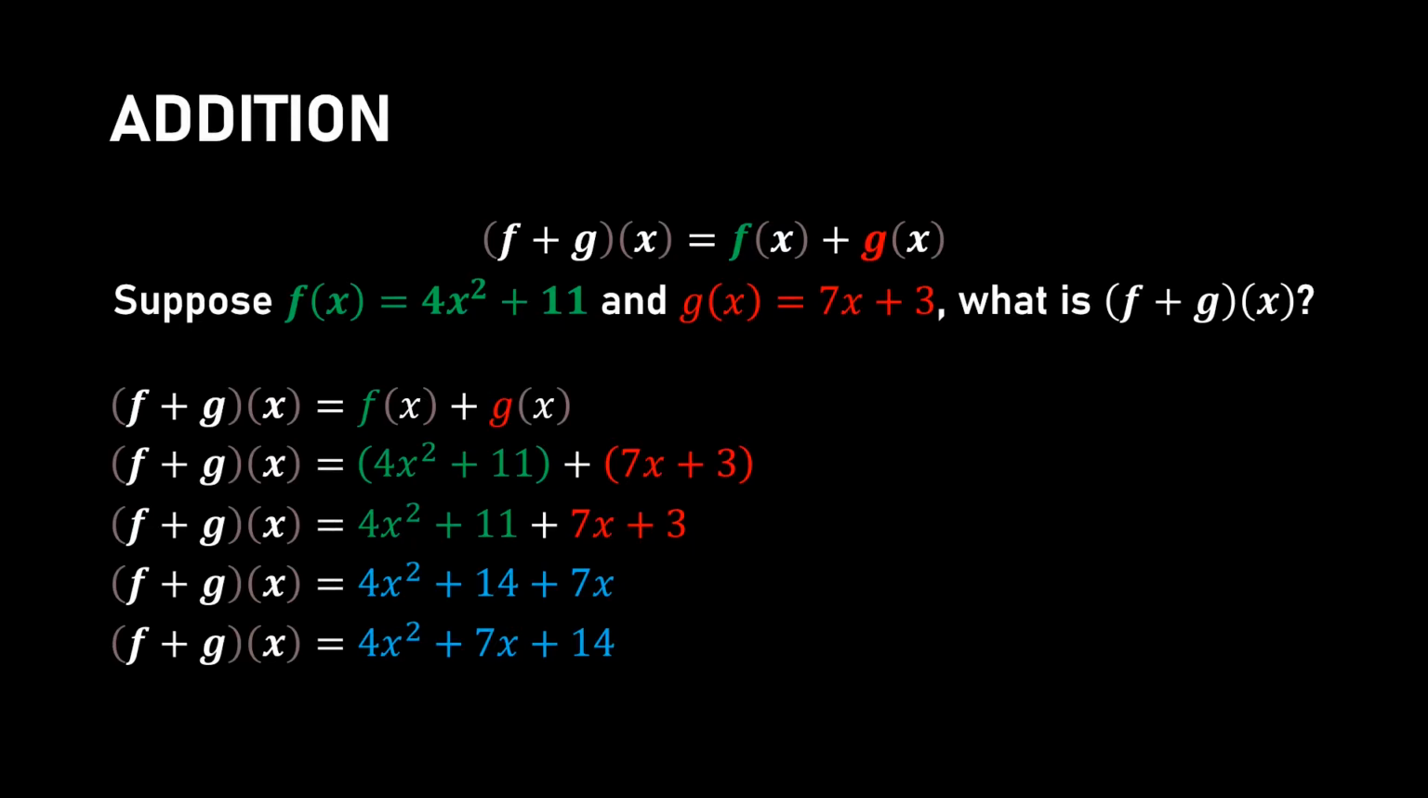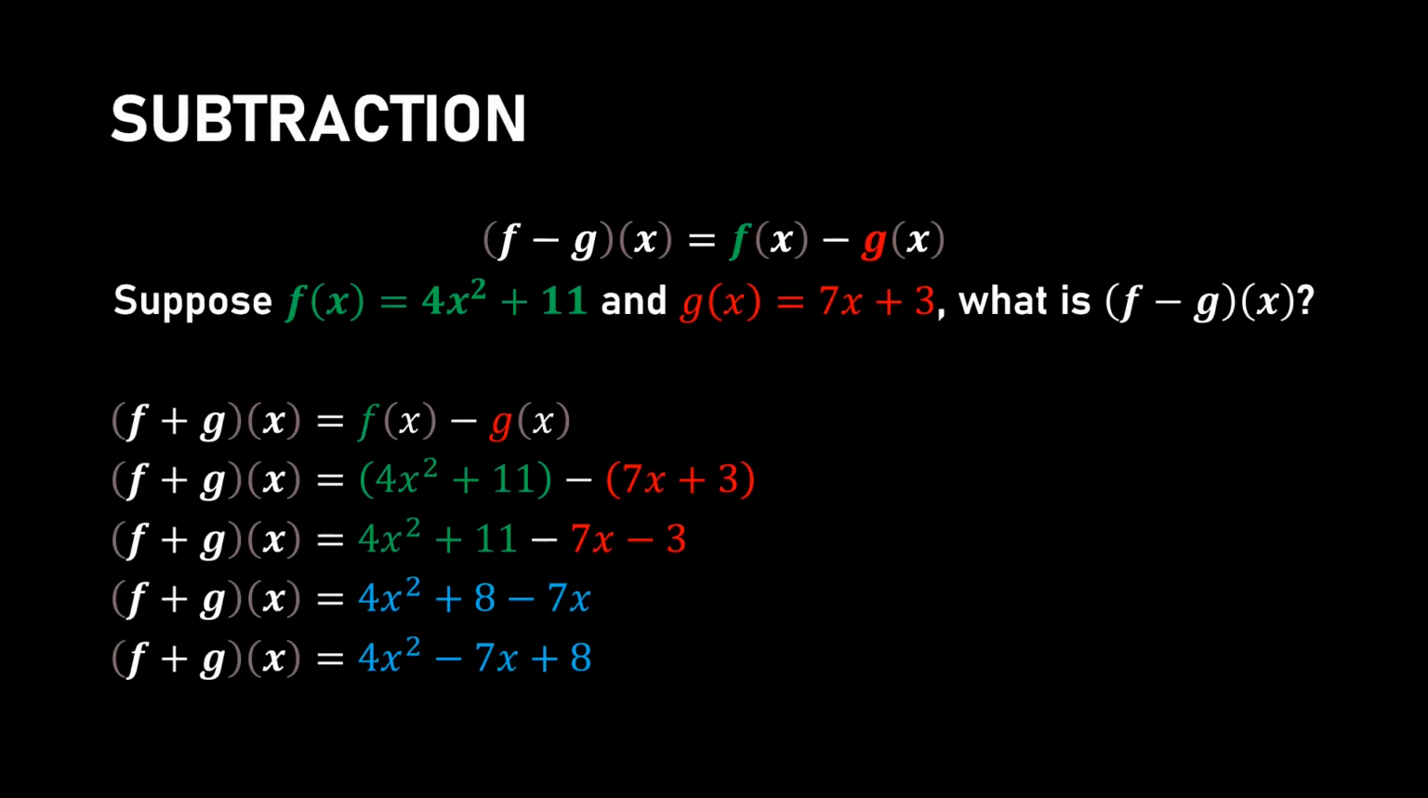Let's begin by putting down the formula. After that, we could then substitute both f and g with their respective values. We could then simplify the equation until we reach our final answer, which is 4x squared plus 7x plus 14.